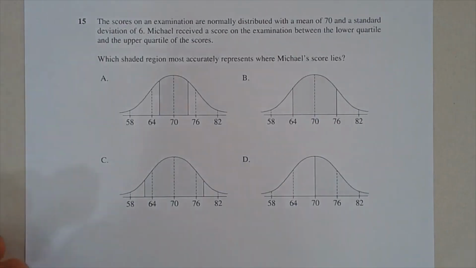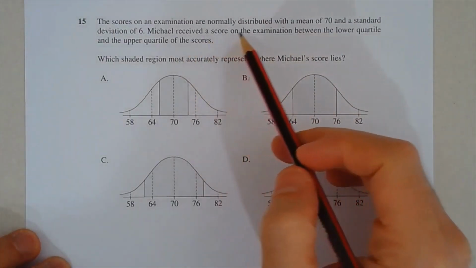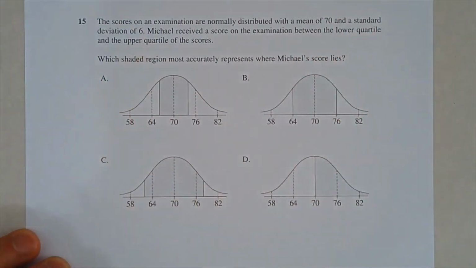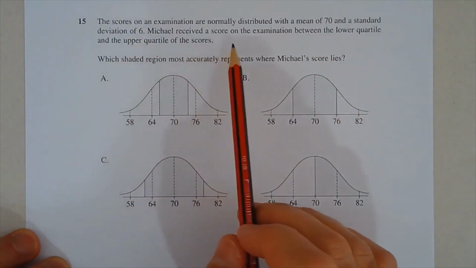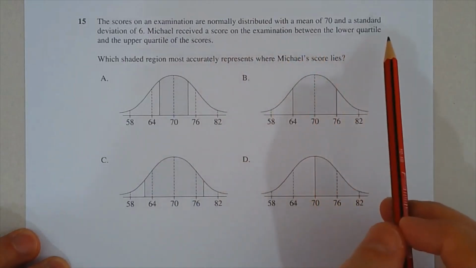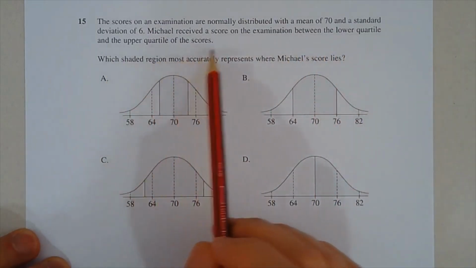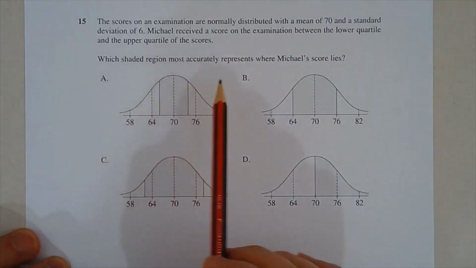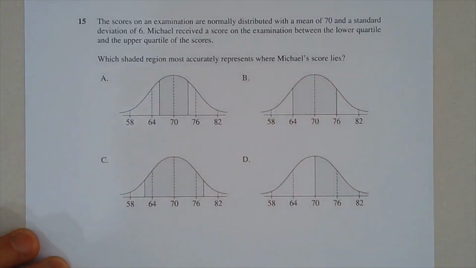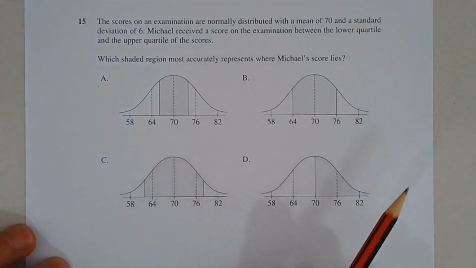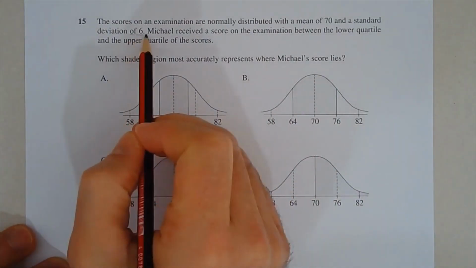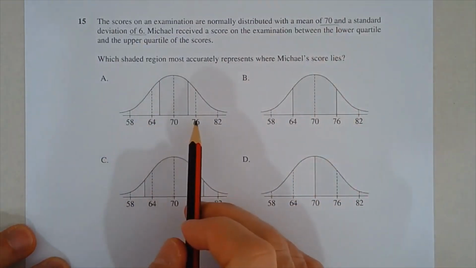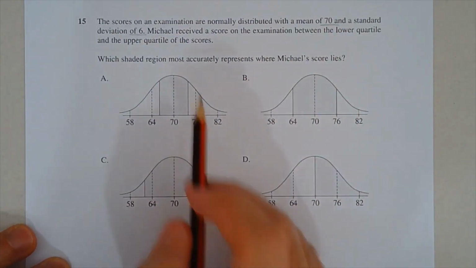Question 15. The scores on an examination are normally distributed with a mean of 70 and a standard deviation of 6. Michael received a score on the examination between the lower quartile and the upper quartile of the scores. Which shaded region most accurately represents where Michael's score lies? Now, first thing to note is the standard deviation of 6 and the mean of 70. Plus or minus 1 standard deviation is 68% of the scores.